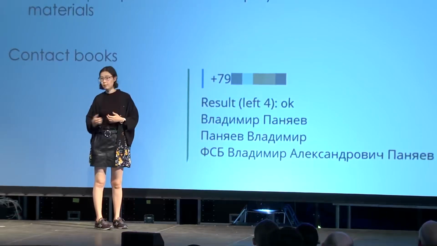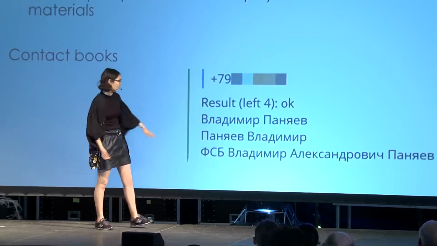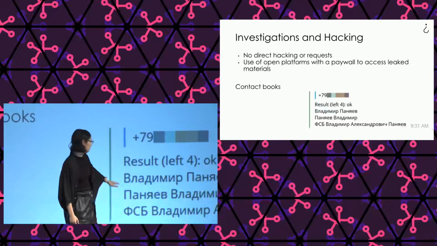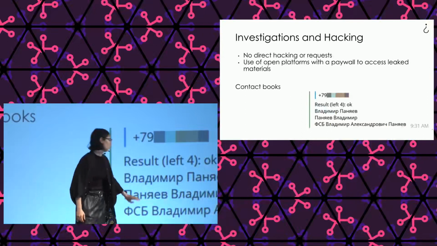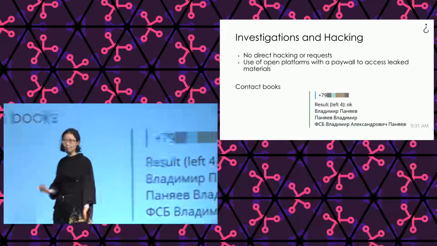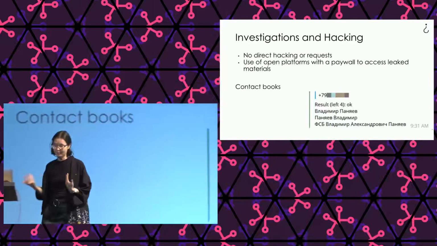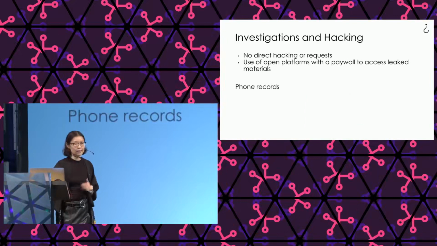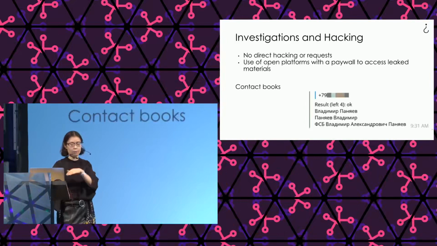But some of his friends did, some of his family members did, and they saved him as Vladimir Panyaev, Vladimir Alexandrovich Panyaev, FSB, okay? So these things happen a lot. People usually save them as where they know them from, right? And then we look at their phone records with this Navalny investigation, since we had a phone number, we went a little step further.